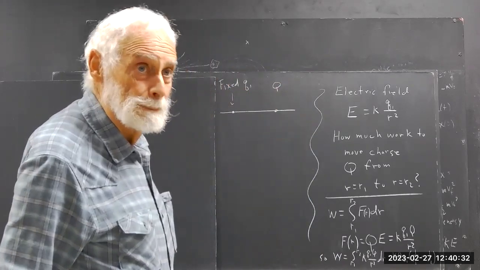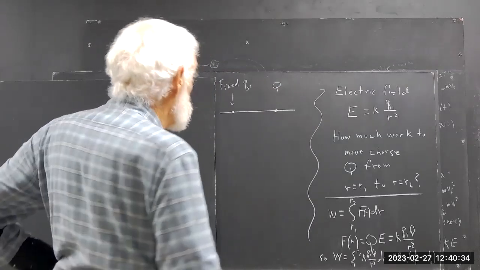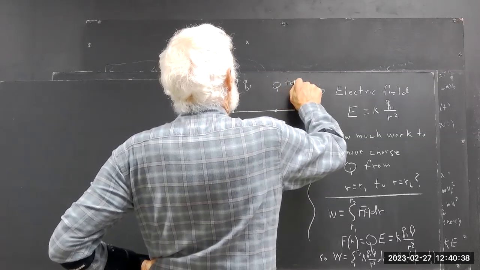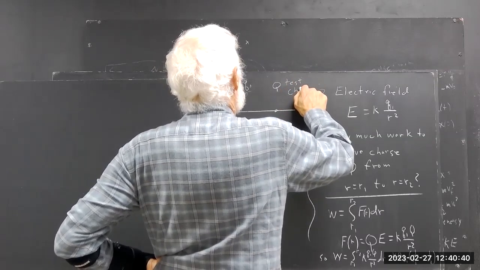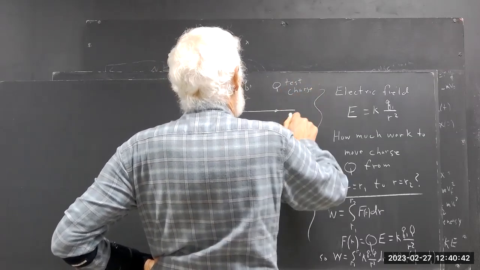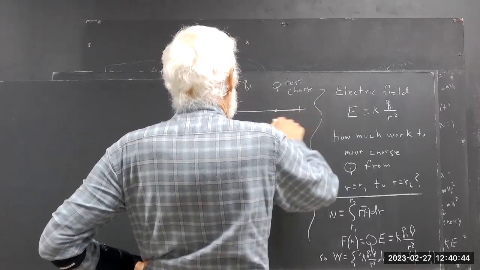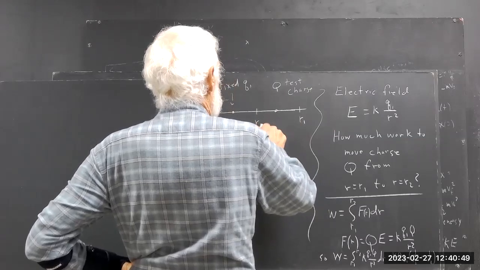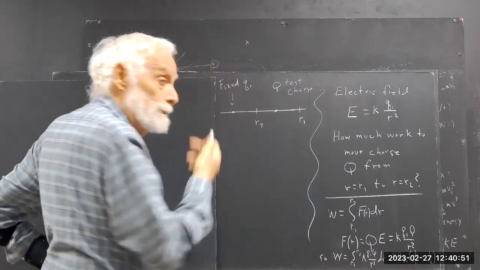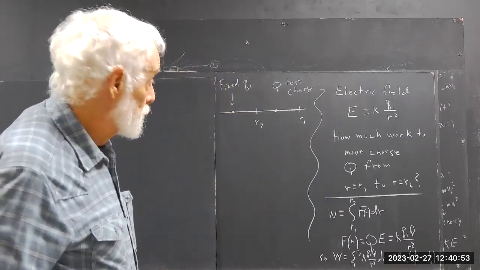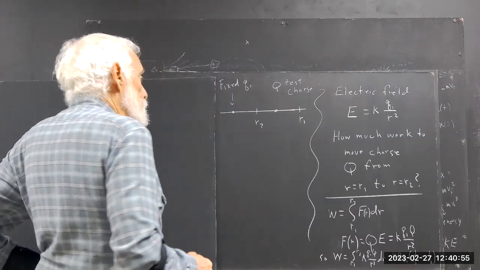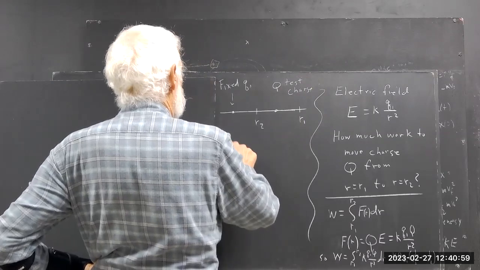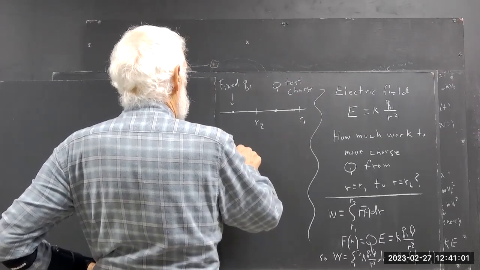There's fixed Q1. There's movable Q, which you can call a test charge. So we're talking about moving from R1 to R2. We see again work going from 1 to 2.